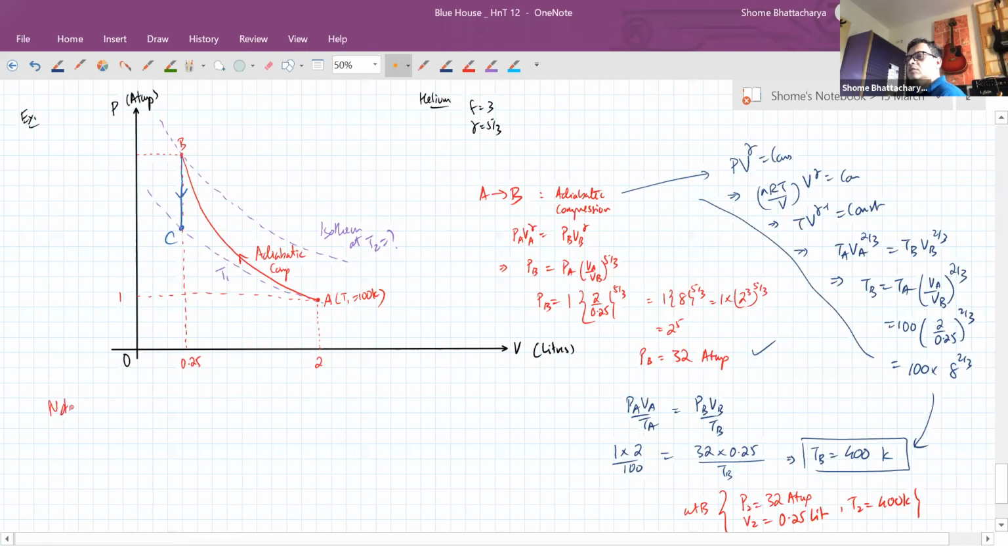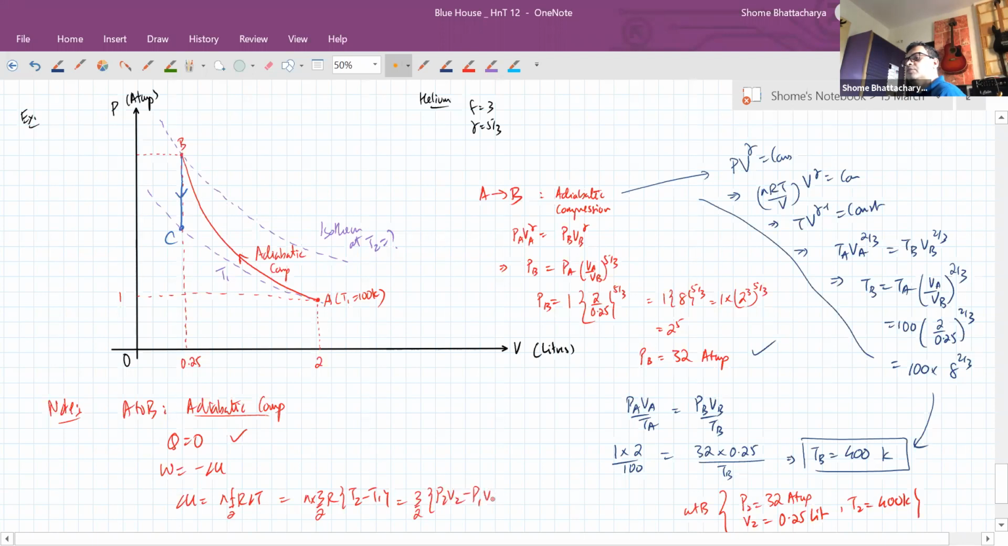So additionally, for A to B, which is the adiabatic compression, the formula we'll use is this, that Q is 0 by definition and W is equal to negative of delta U. Okay. So delta U is n f by 2 R delta T. So that is n 3 by 2 R into T2 minus T1. So we can write that as 3 by 2 into P2 V2 minus P1 V1 using the equation of state.